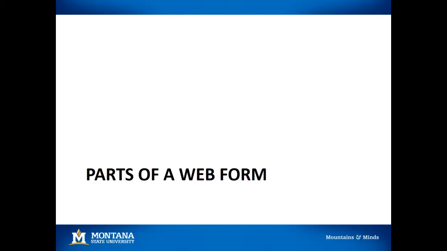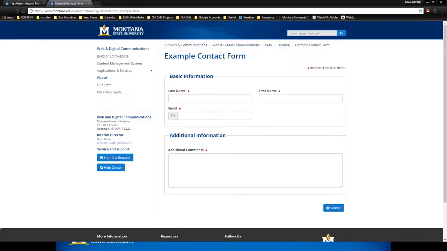What are the parts of a web form? Let's take a look at a live example. We have an example contact form. This form contains 2 field sets. First is the basic information field set, containing these 3 inputs. And then we have the additional information field set, containing a single multi-line input.